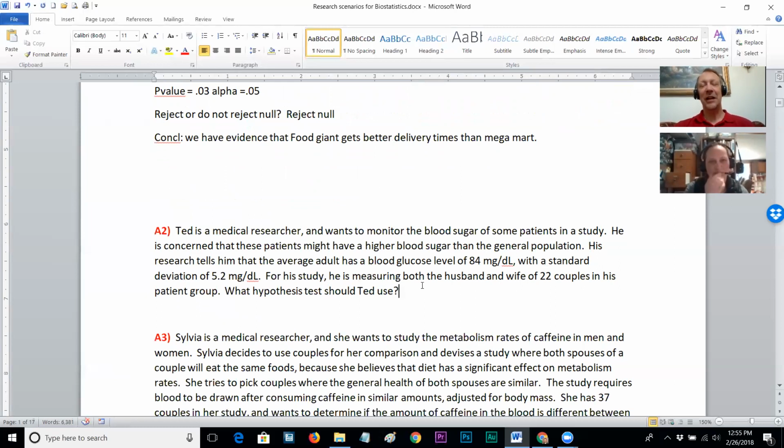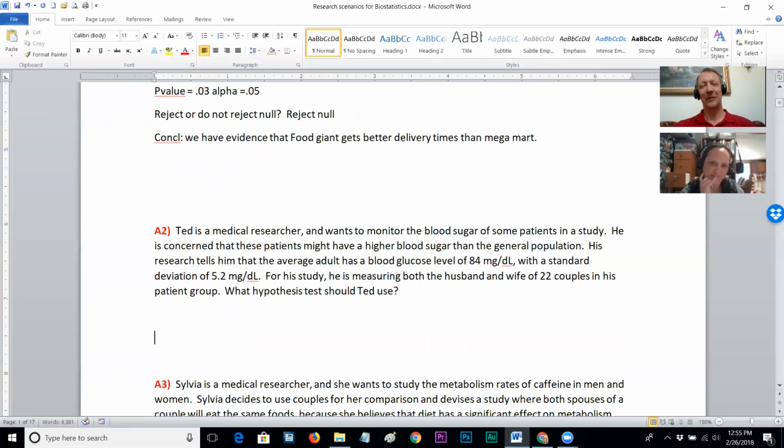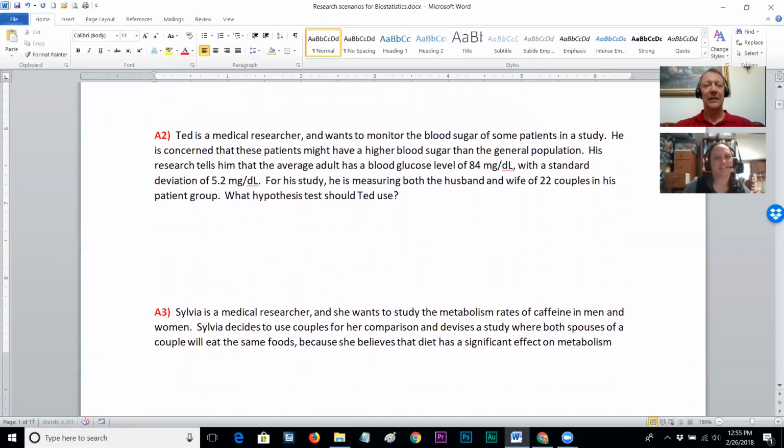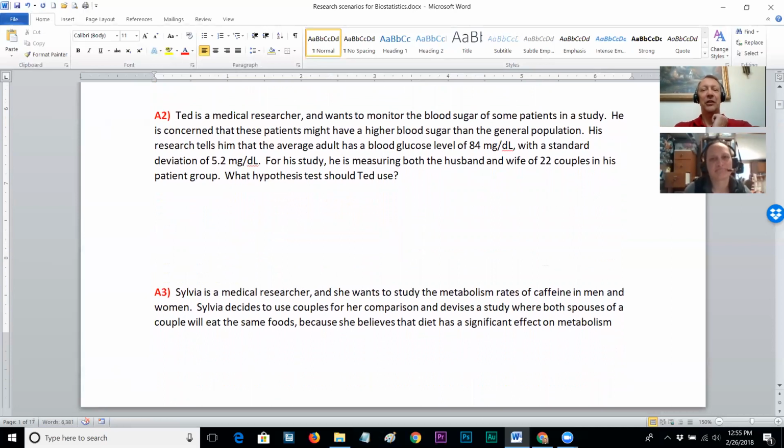All right. So this one is a purposely tricky one. They inserted some words just to make it purposely tricky, so I'll warn you to be careful on this one. Ted is a medical researcher who wants to monitor the blood sugar of some patients in a study. He is concerned that these patients might have a higher blood sugar than the general population. His research tells him the average blood has a glucose level of 84 milligrams per deciliter with a standard deviation of 5.2 milligrams per deciliter. For his study, he is studying both the husband and wife of 22 couples in the patient group. What hypothesis test should Ted use?